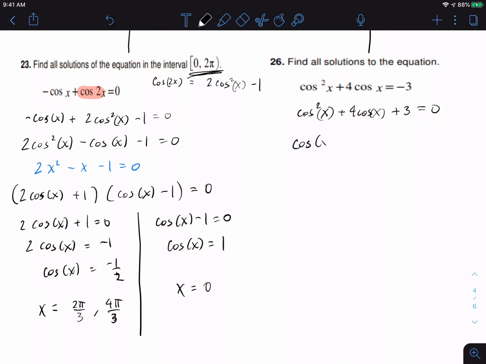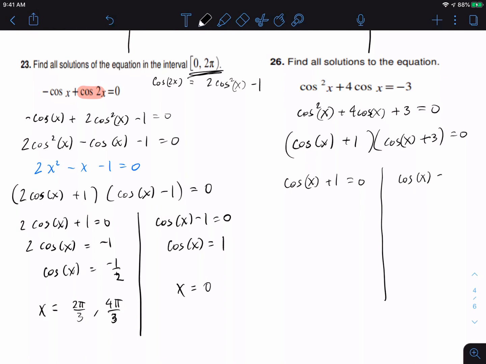So I'm going to get cosine of x and cosine of x, and I'll go plus 3 and plus 1 equal to 0. So we have two factors here. So it's going to be cosine of x plus 1 is equal to 0, and cosine of x plus 3 is equal to 0. So can you guys tell me where cosine of x is negative 1? Where does that happen?